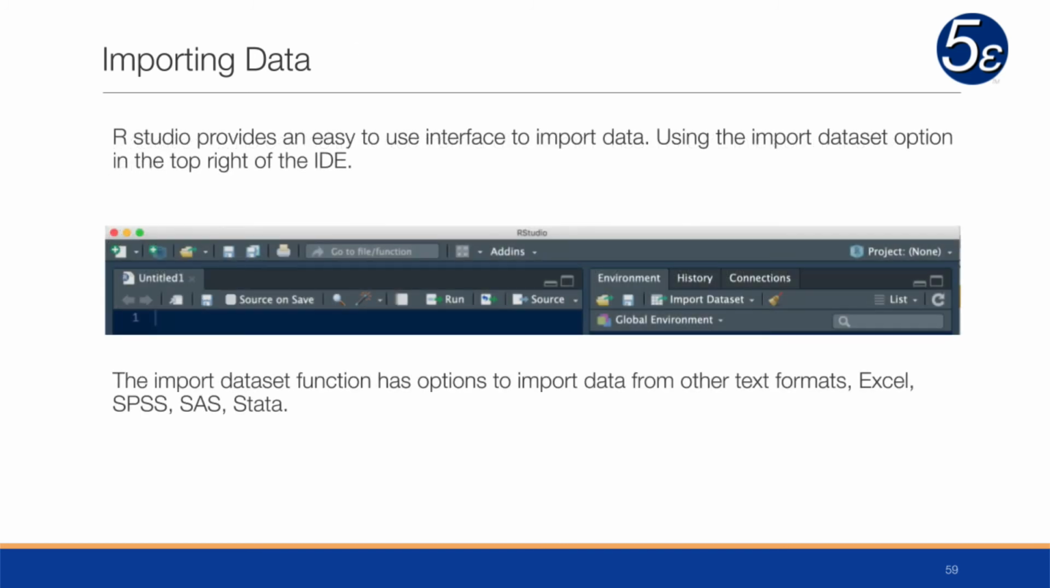Now, if you're using RStudio directly using the IDE, it has an interface to allow you to import data. In the top right, where the Environment tab is, you would use the Import Dataset option to actually choose the file that you like, and it will import it and allow you to change some of the parameters. This Import Dataset function also has options to import directly from formats such as Excel, SPSS, SAS, and Stata.